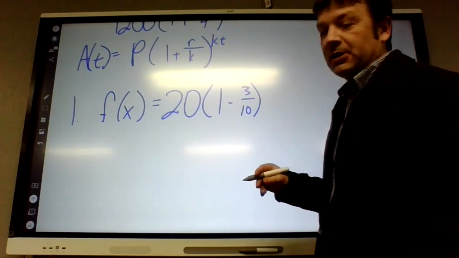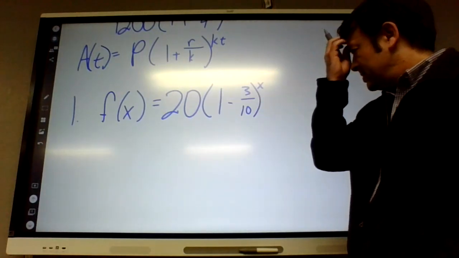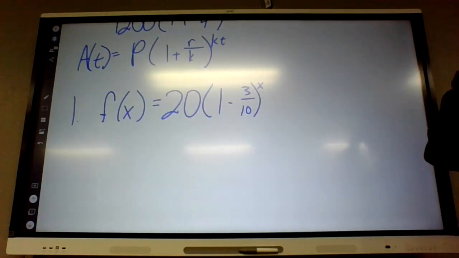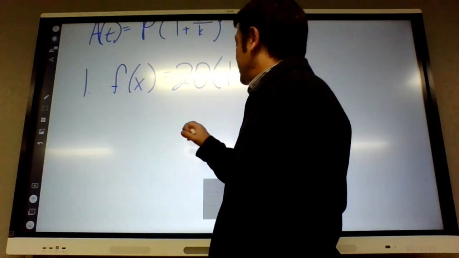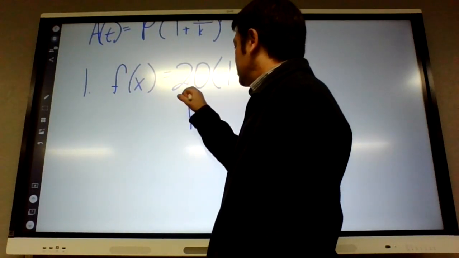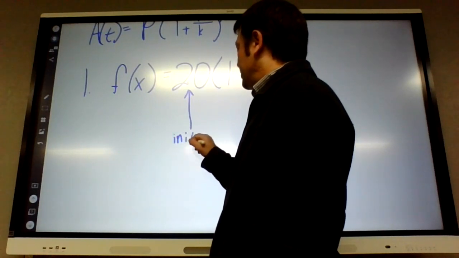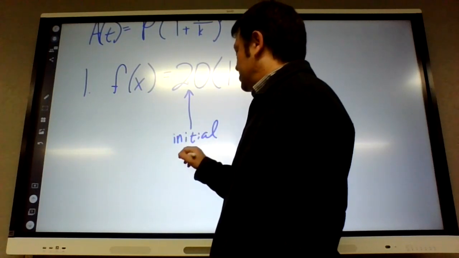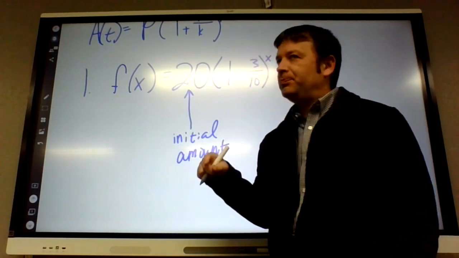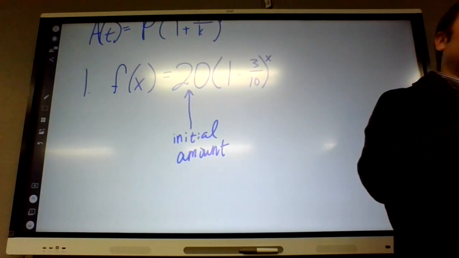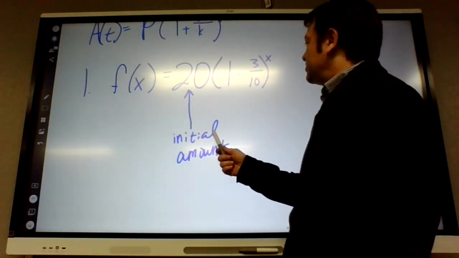Not much to do now. Okay. So there's number 1. What do you think the 20 is? I'm going to use this to explain what it is. It's like the P. So initial amount. That's like the starting amount. The only difference is P means principal, which means money, and we're not really talking about money necessarily. So they just call it the initial amount.